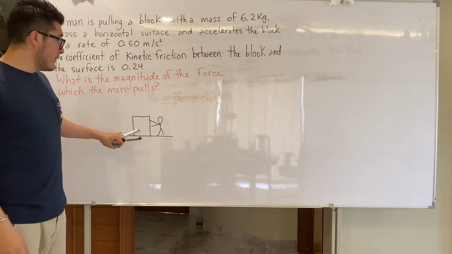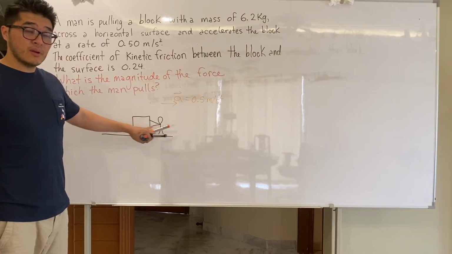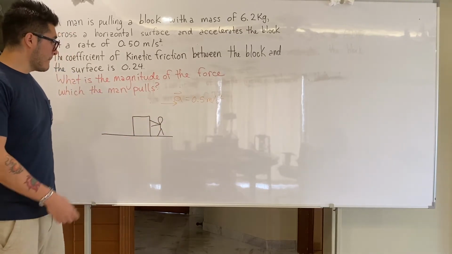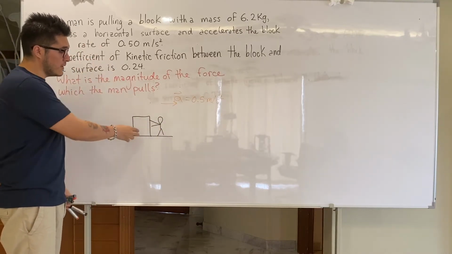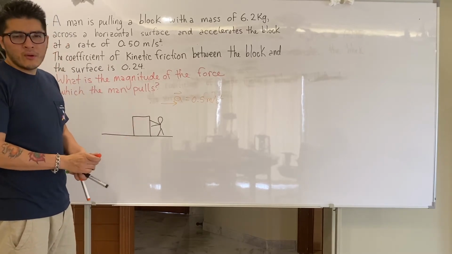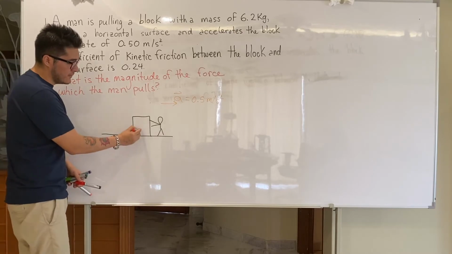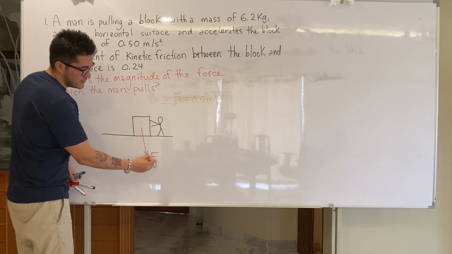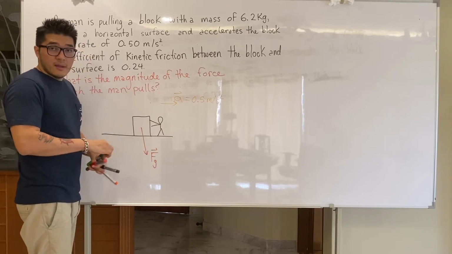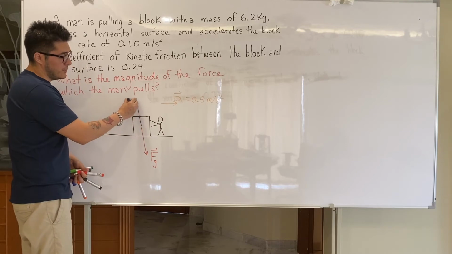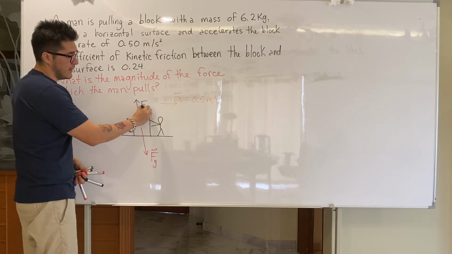All right, so once you have a system diagram, with a person pulling on a block to the right across the horizontal surface, we want to draw the forces that are acting on the block, because that's our object of interest right now. So right away, the one force we can't run away from is the force of gravity, Fg. The block is on the surface, so we have the normal force, which is perpendicular to the surface, Fn.